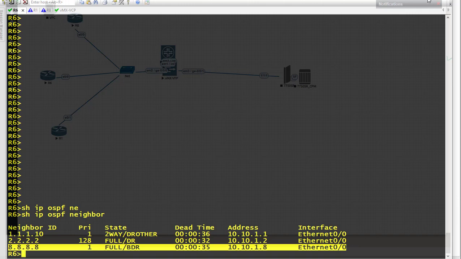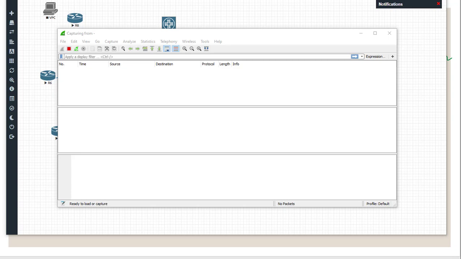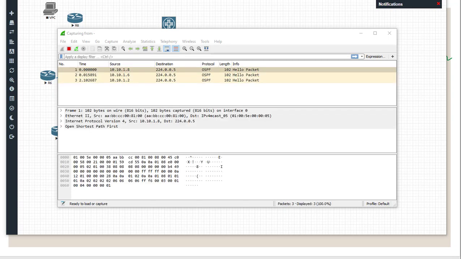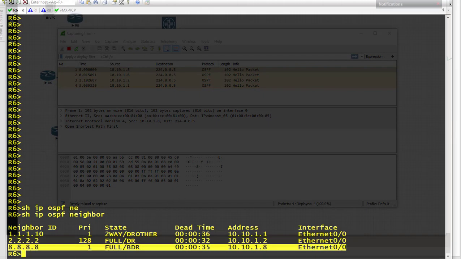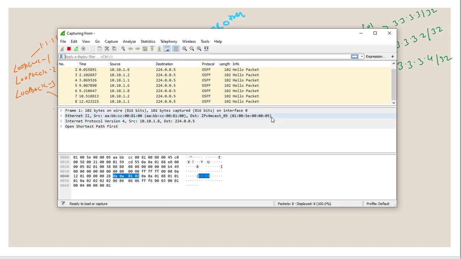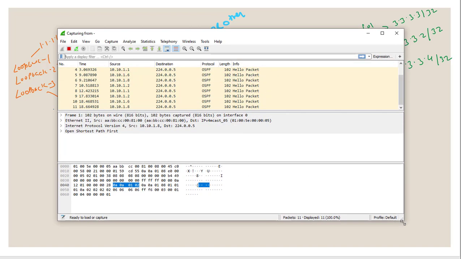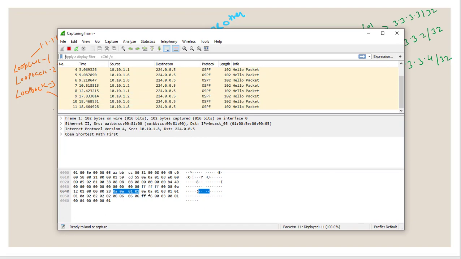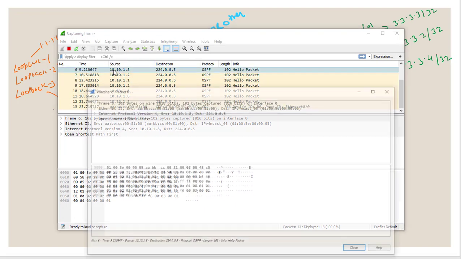So let's do the packet capture and check some packets. I'm doing a packet capture on R2 on interface G0/0. So that is my packet capture. Let's open any OSPF packet.